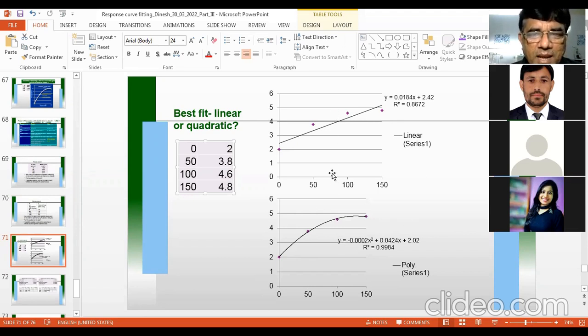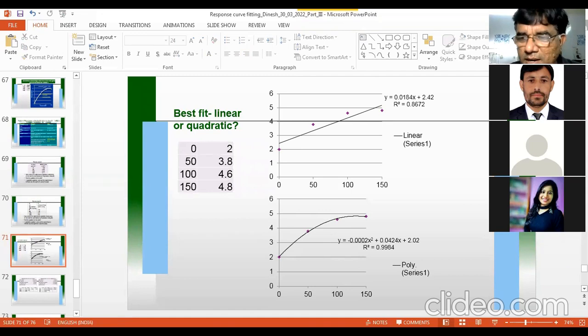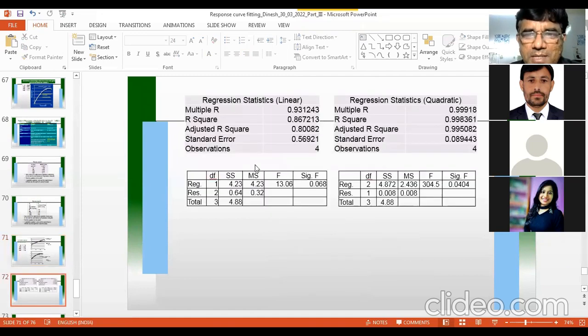First, you need to see the line, and then you consider the value of R square. So here the value of R square is more. So in this case, if it is compulsory to show this regression analysis, then instead of linear, I would prefer that you go for a quadratic kind of relationship for this data. So such problems also come in regression analysis.